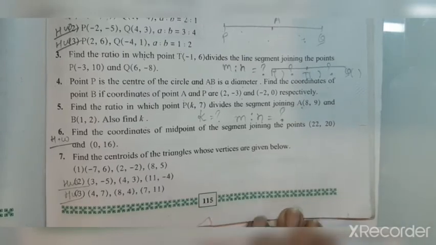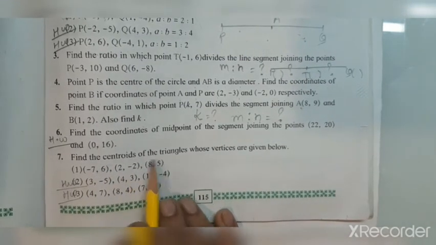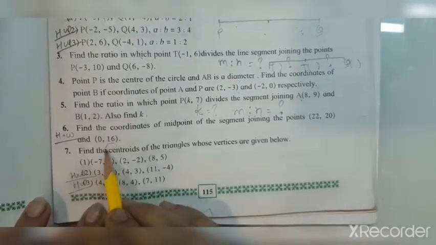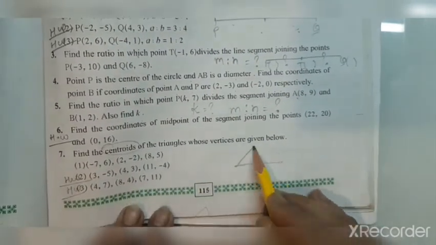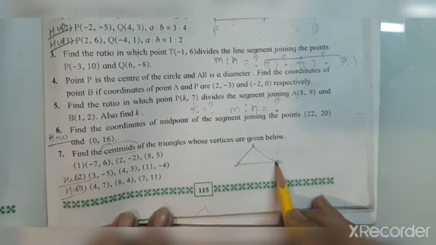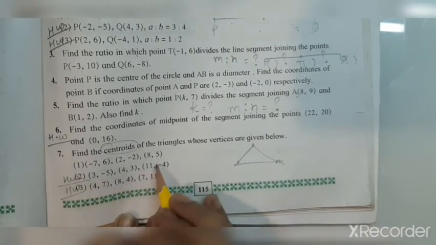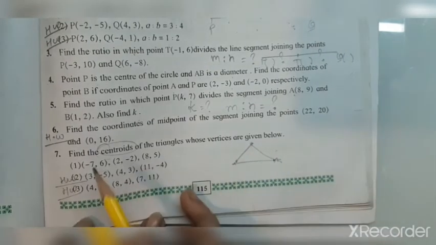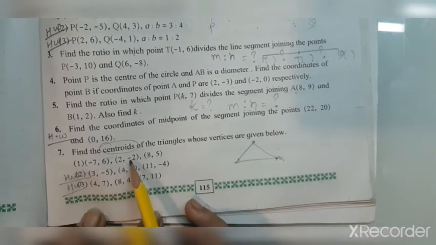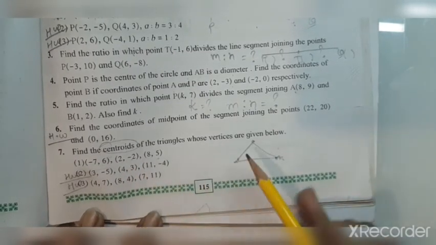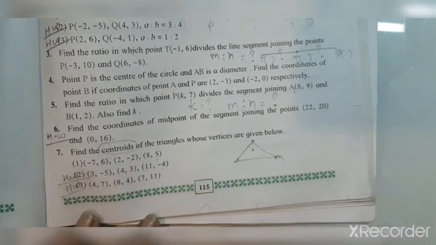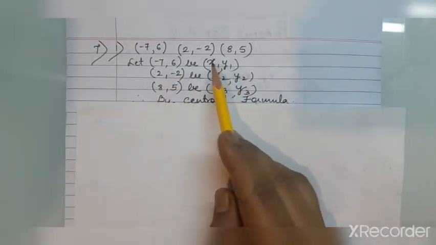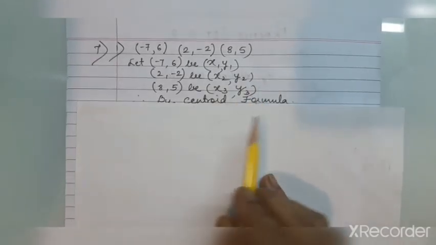Now we move to the 7th sum, where we find the centroids of the triangles whose vertices are given below. When the word centroid comes, it means there is a triangle and there are 3 vertices. You will see in all the 3 sums there are 3 points. The 3 points are given, which we have to consider as (x1, y1), (x2, y2), and (x3, y3), and we have to find the centroid G.